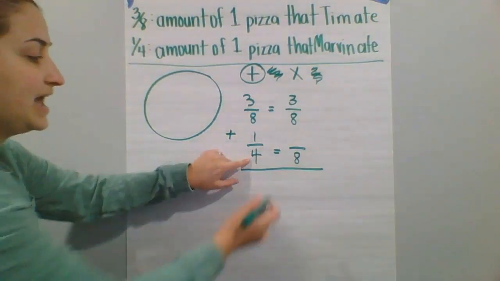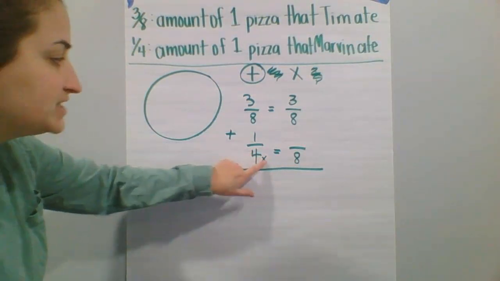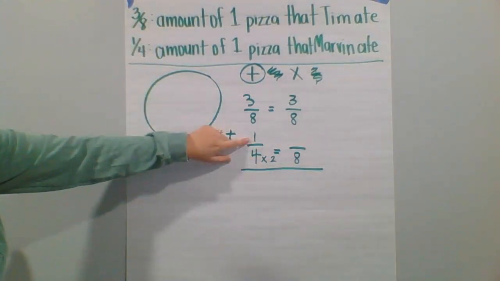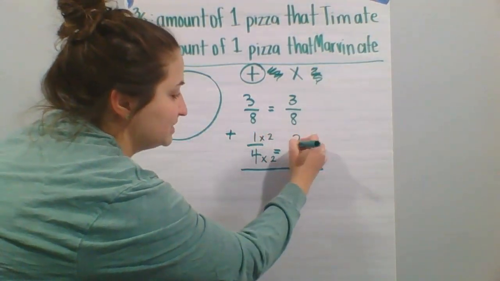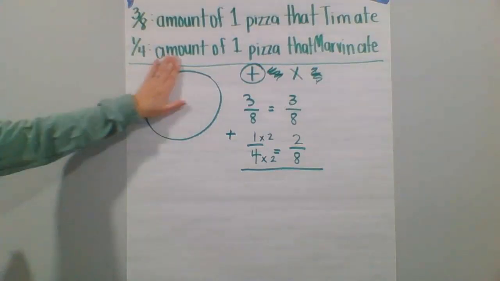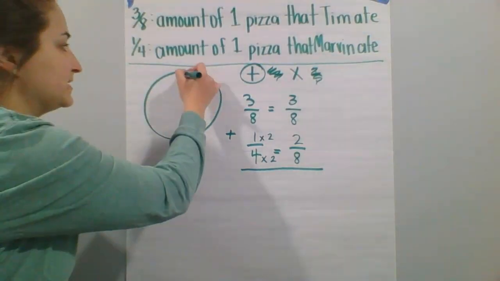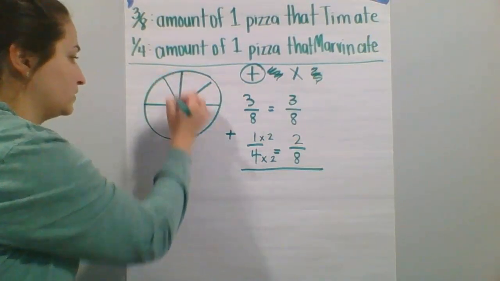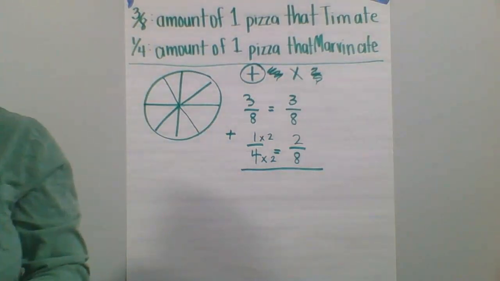So we're going to be taking 4 and multiplying it to get 8. So 4 times 2 gives me 8. And whatever I do to the bottom, I have to do to the top. So 1 times 2 gives me 2. So when I'm thinking about my pizza, it has been cut into 8 equal sections. Okay? So I have my 8 equal sections.